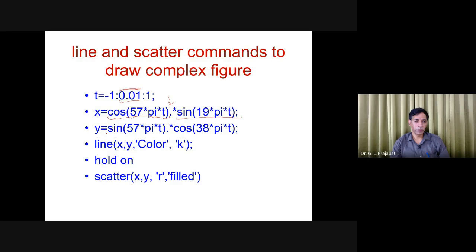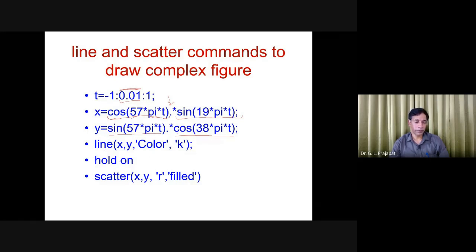Similarly here also, this is a vector and this is a vector, and hence you have to multiply. In this vector you have a number of points, and in this vector you also have the same number of points as here, and you are multiplying and getting the vector y, which is the result of the multiplication of these two. You have to use the dot here, so that element by element multiplication will be done.